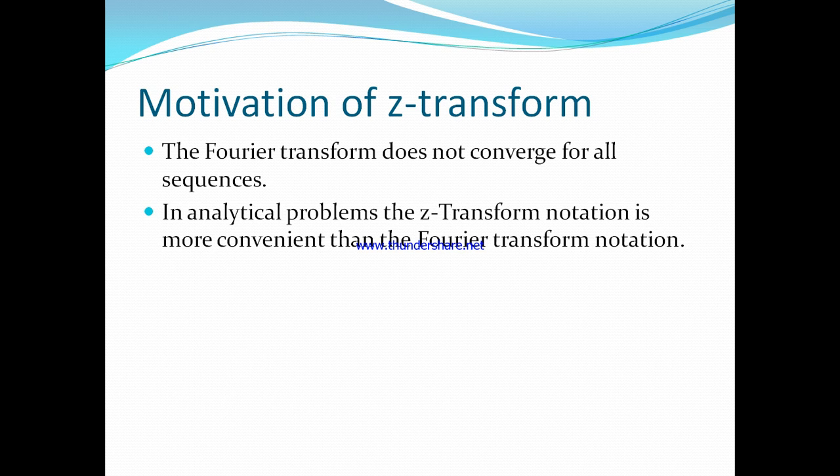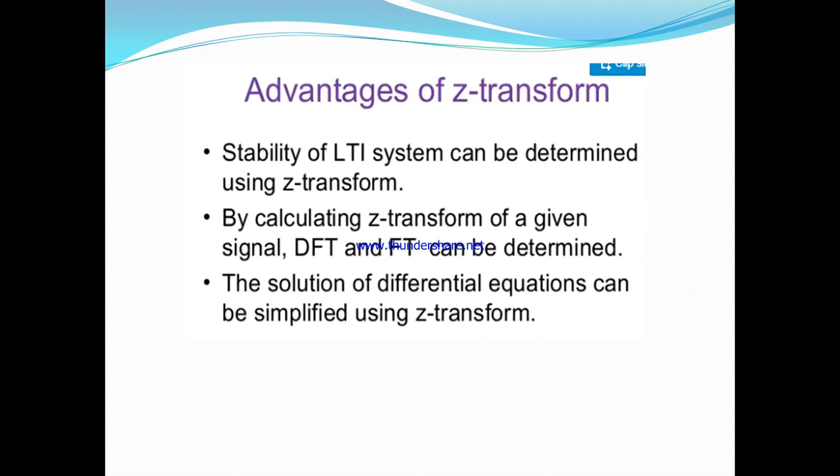Here, the Fourier transform does not converge for all sequences. In these cases we can use the Z transform, and in some analytical problems the Z transform notation is very convenient compared to the Fourier transform notation. So these are the main motivations of the Z transform. Next, the advantages of the Z transform.